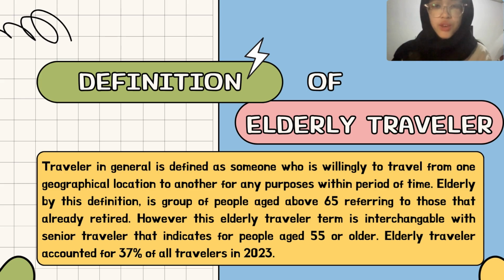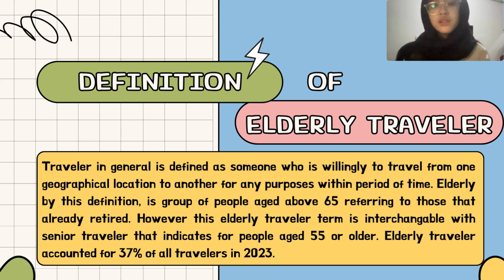Okay, hello everyone, my name is Feroza Husni Adiba, with the last digits of student number 102. I'm going to explain the definition of elderly traveler. A traveler in general can be defined as someone who is willing to travel from one geographical location to another for any purpose within any period of time.